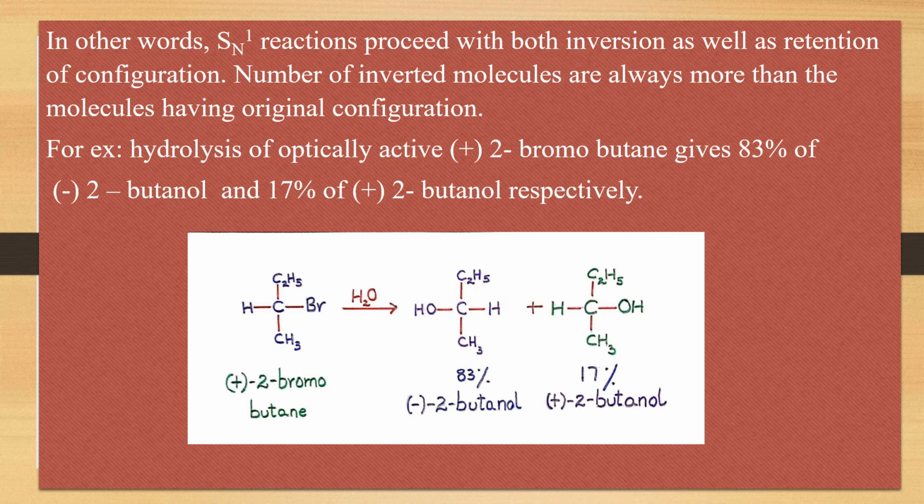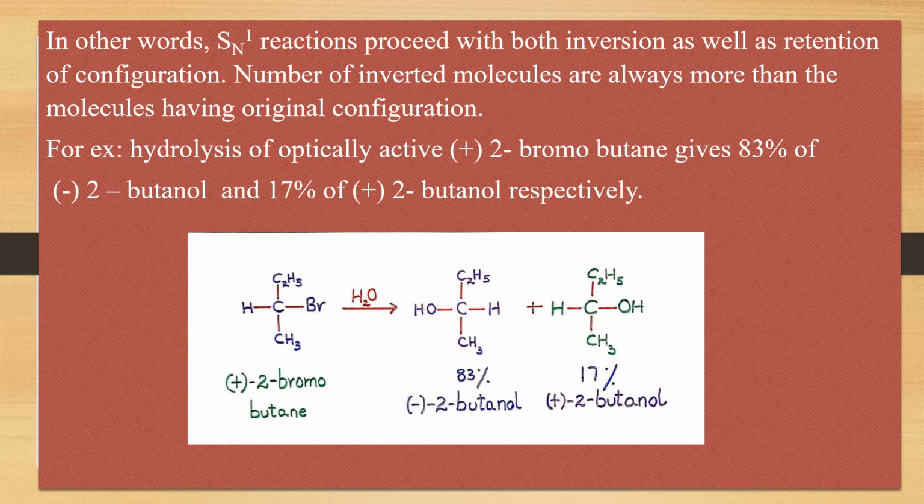So the first one is minus 2-butanol and the second one is plus 2-butanol. The product is the same: the first one is 2-butanol, the second one is 2-butanol. But 83% is of inverted configuration, whereas 17% is of same or original configuration. So for the 17%, you look at the product 2-butanol.